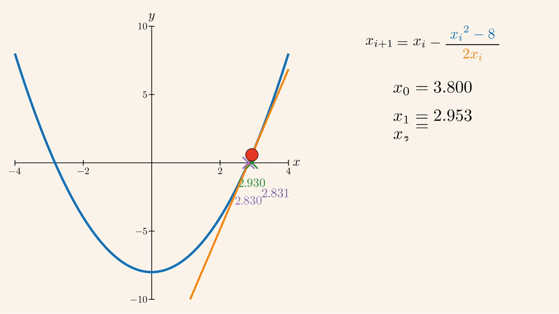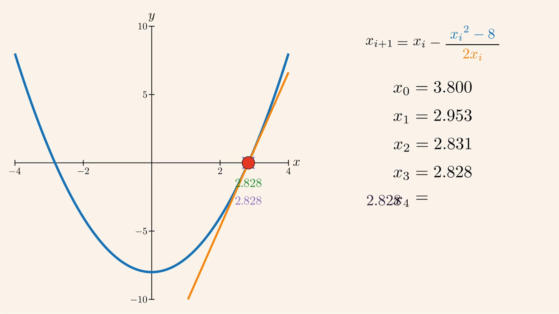It looks like we're moving smoothly towards the root. And by x4, we have already converged. So 2.828 is the root, and this is the answer that we were looking for. This means that squaring 2.828 gives us approximately 8, and now we know the square root of 8.